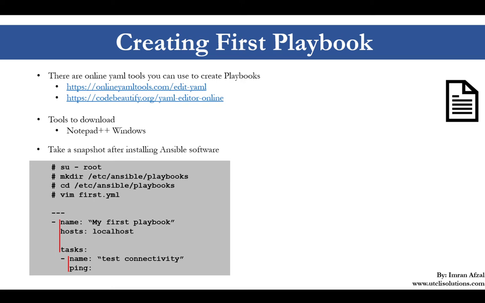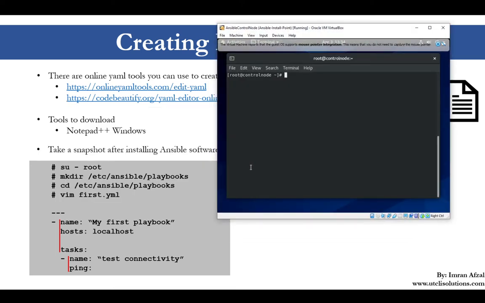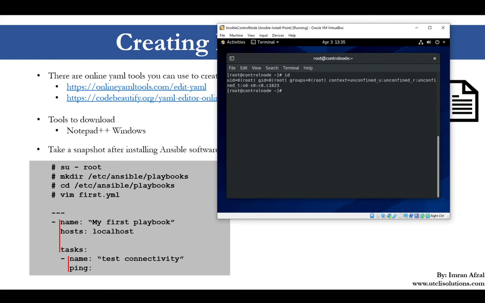All right, let's go into our Linux machine. Right here is a Linux machine. And before we do anything, let's create a snapshot, which we already did, by the way. Sorry. Yes, we have taken our snapshot. Now go ahead and become root, which I am already root. Yes, when I do id, it shows I am root. Okay, let's make a directory, /etc/ansible/playbooks. This is the directory where we will create all our playbooks. Let's cd into the directory.